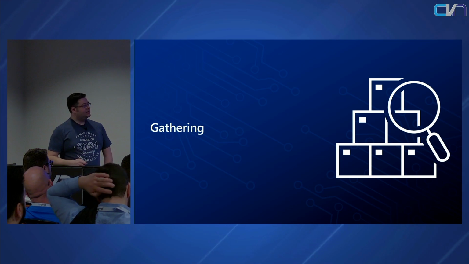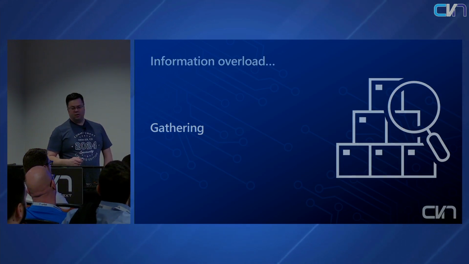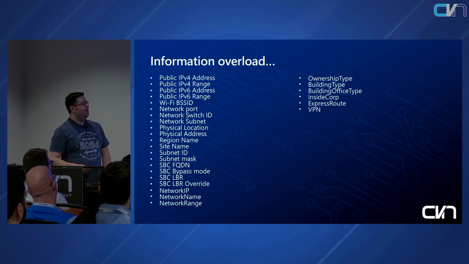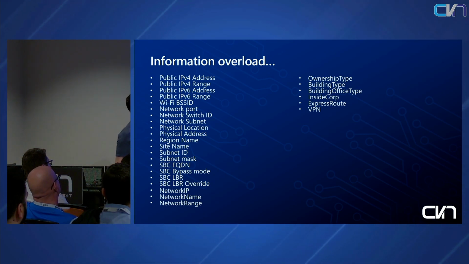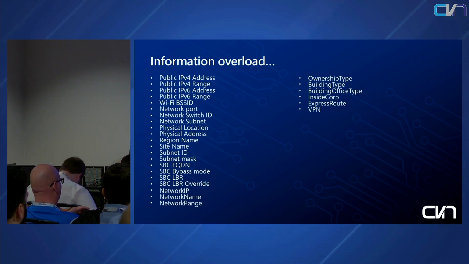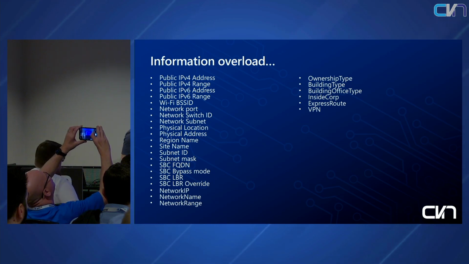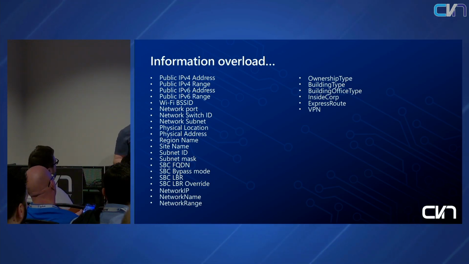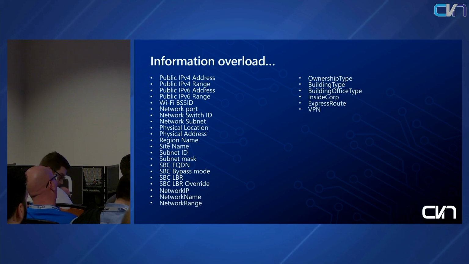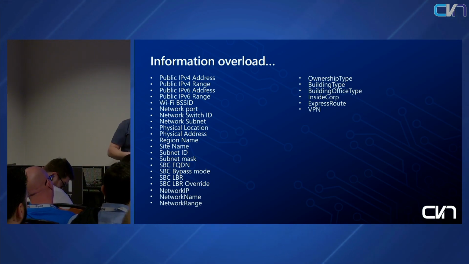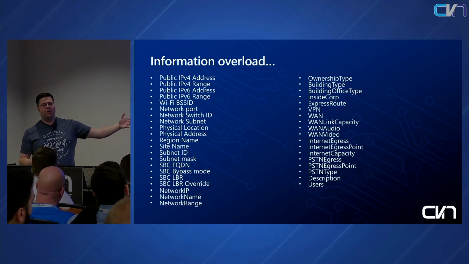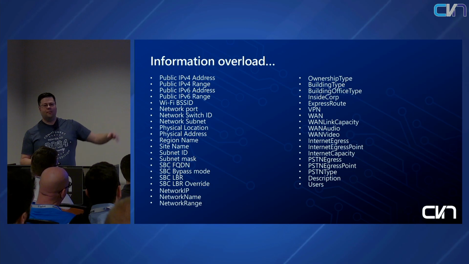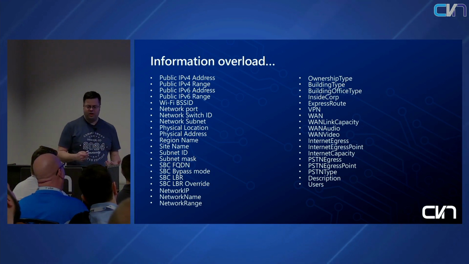So with that being said, where can you get all of this information from? There's a lot of stuff that we've talked about that you might need for location information. We've got the V4 ranges, the V6, the BSSID, the network ports, the region names, the subnets, the SBC information if we're doing LMO and LBR. If we're doing CQD, whose building is it? Are we on ExpressRoute? Is this a VPN site? If we're doing bandwidth limiting, what sort of WAN capacity, and so on. There is a whole ton of information.